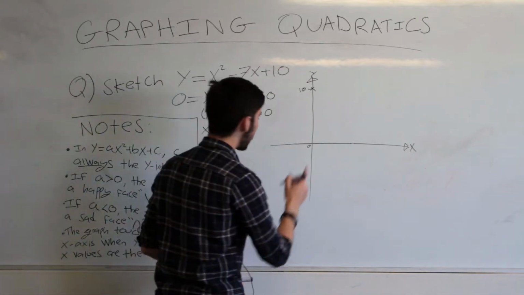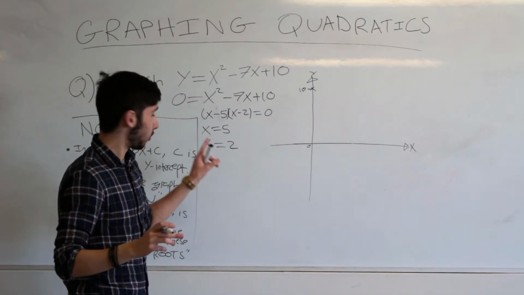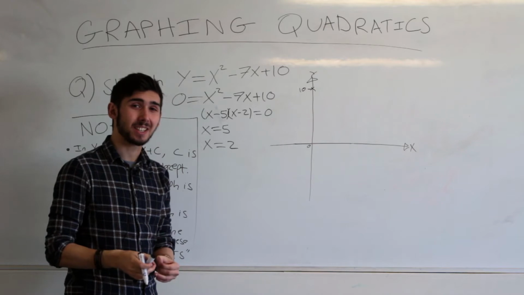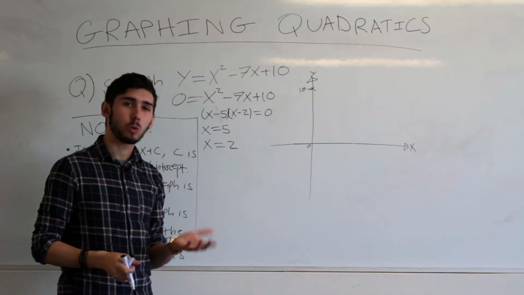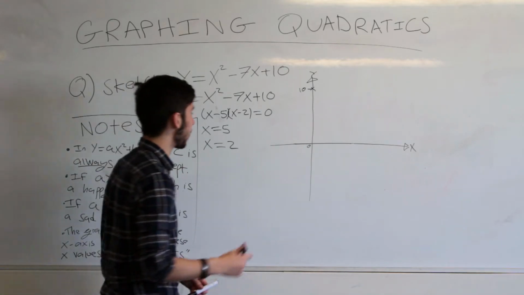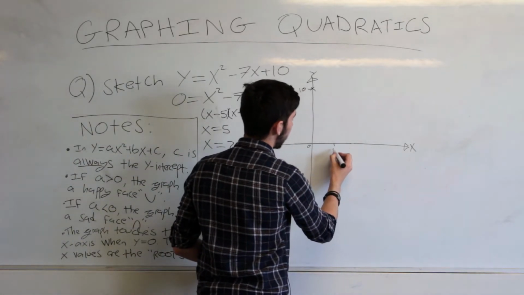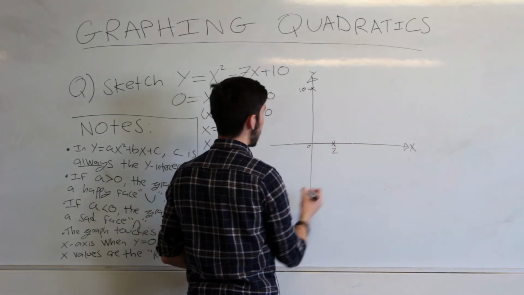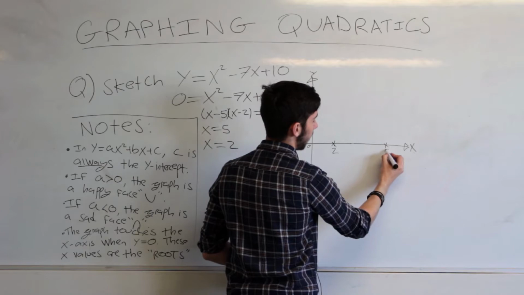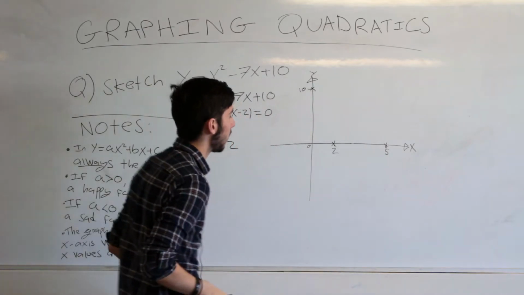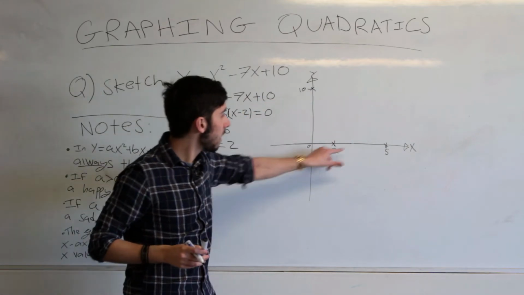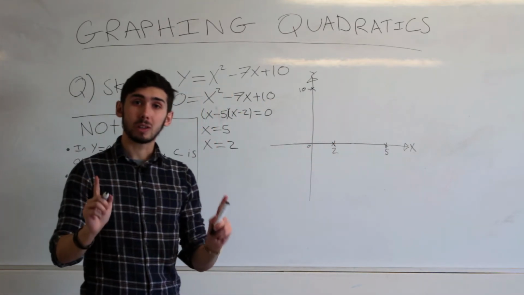One more thing that's really handy, guys, is if a point is on the x-axis, you don't even need to figure out what the y point is, because it's going to be 0, because you're on the x-axis. So one of these points, let's say that's about 2, is here, and the 5, let's say 5 is about here, is also there.